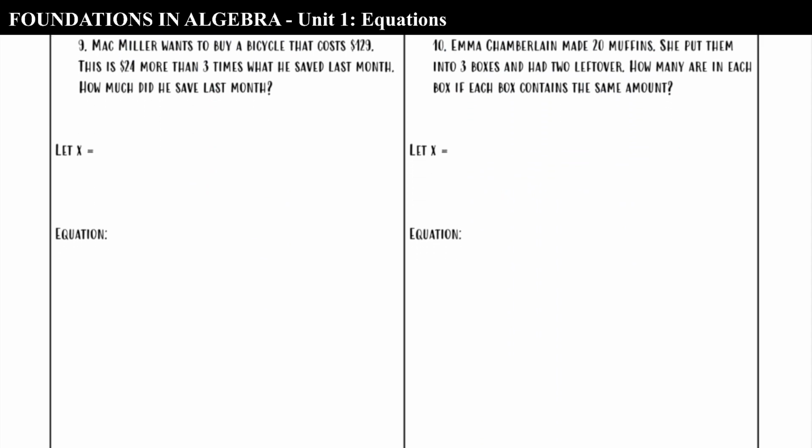All right, last two examples. Mac Miller wants to buy a bicycle that costs $129. This is $24 more than 3 times what he saved last month. How much did he save last month? So we're going to start by identifying what our unknown is, and that is how much was saved last month.